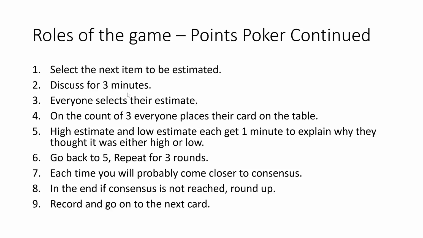What do you choose? Okay, so you chose a 5. Don't show it yet. Hold your cards until someone counts to 3 or counts down from 3, whatever you do. 3, 2, 1, everybody shows their card at the same time. Now, here's the reason you don't show your cards early. It's a cognitive bias called anchoring.